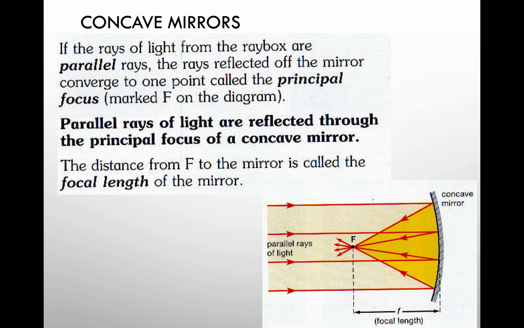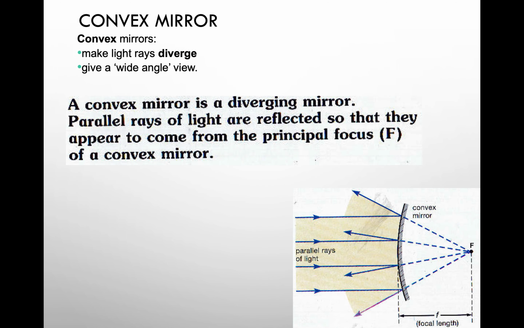Parallel rays of light are reflected through the principal focus of the concave mirror, and the distance from the principal focus to the center of this mirror, we call the focal length. A convex mirror here is different.